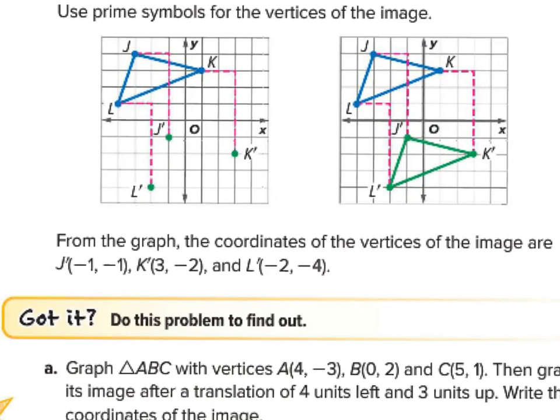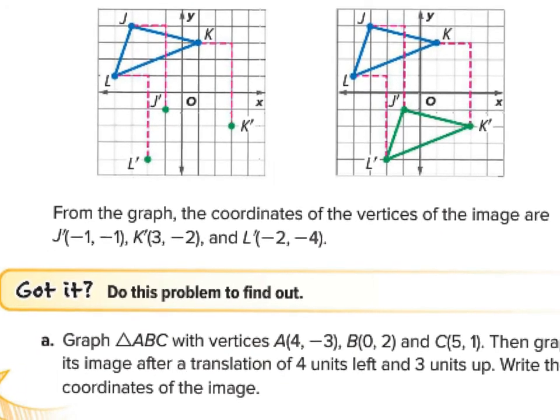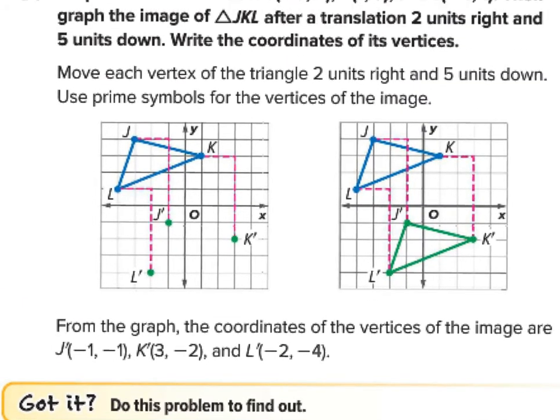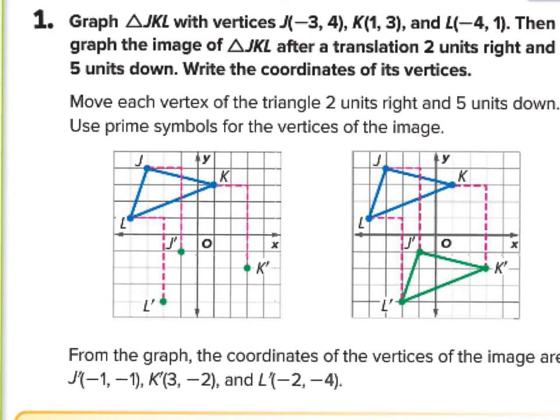So what does that look like? Okay. From the graph, the coordinates of the vertices of the image, the new image, remember, not the pre-image, are negative 1, 3, negative 2, and negative 2, negative 4. So let's see if I'm right. Okay, if I add, like we said, 2. If we add 2 to negative 3, we get negative 1. If we add 2 to 1, we should get 3. And if we add 2 to negative 4, we should get negative 2.